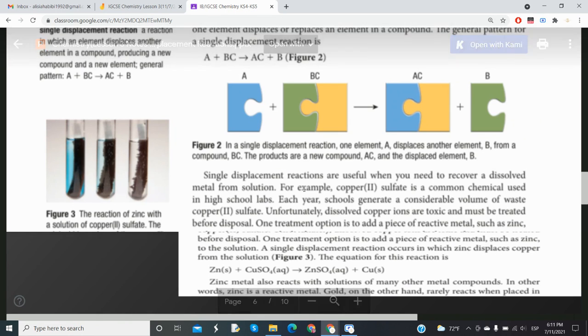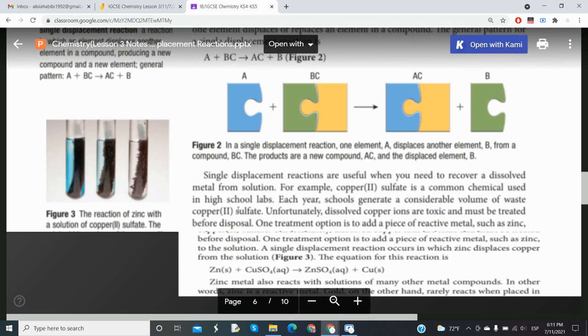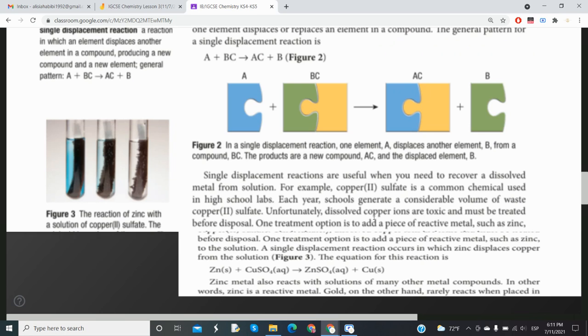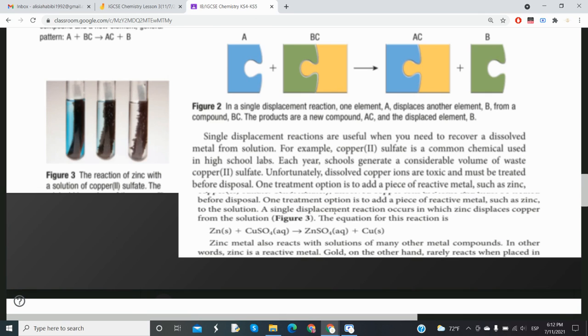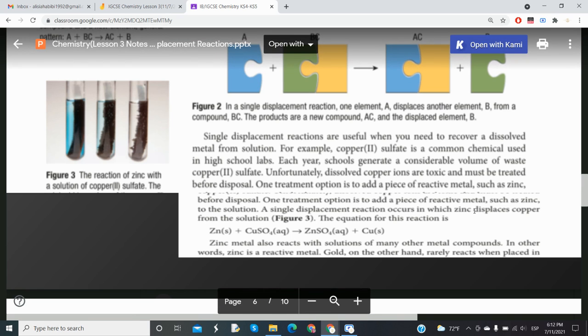It further goes on to say single displacement reactions are useful when you need to recover a dissolved metal from solution. For example, copper 2 sulfate is a common chemical used in high school labs. Each year, schools generate a considerable volume of copper 2 sulfate. Unfortunately, dissolved copper ions are toxic, and so they must be treated before disposal. And this is why one way to treat such a toxic metal is by adding a piece of reactive metal like zinc before disposal. So a single displacement reaction would occur in which zinc is going to displace copper from the solution.